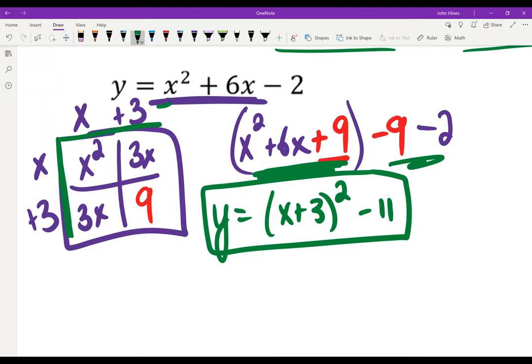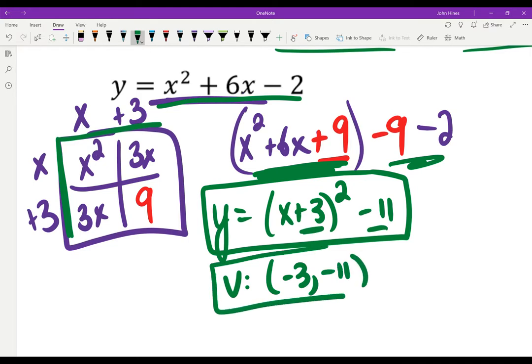Before, you couldn't tell me what the vertex is. Now I can tell you the vertex is left 3, down 11. So my vertex is negative 3, negative 11. There's my vertex.